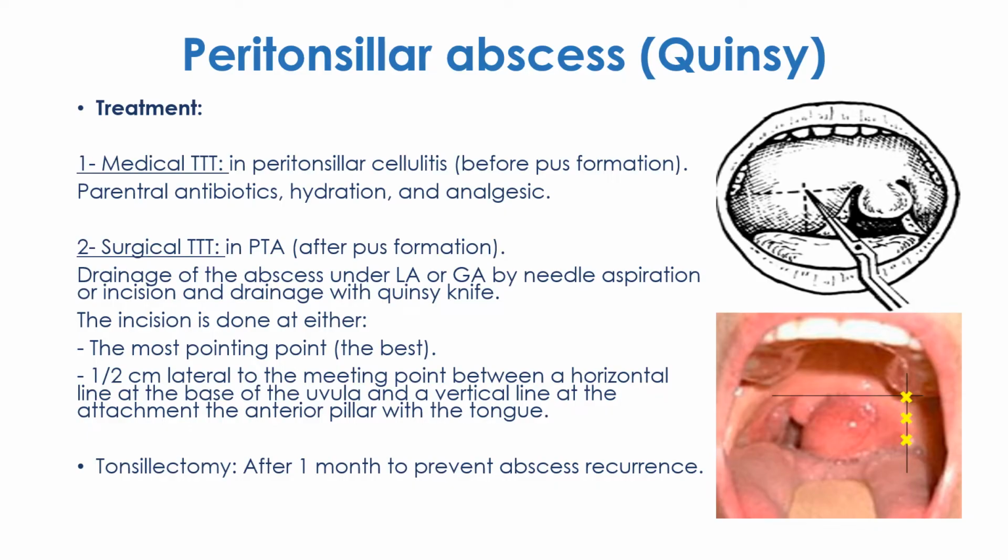Surgical treatment in peritonsillar abscess after pus formation is drainage of the abscess under local or general anesthesia by needle aspiration or incision and drainage with a quinsy knife. The incision is done either at the most pointing point, which is the best site for incision, or 2 to 2.5 centimeters lateral to the crossing point between the horizontal line at the base of the uvula and the vertical line at the anterior tonsillar pillar. The second line of surgical management is tonsillectomy, which is usually preferred after 1 month to prevent abscess recurrence.